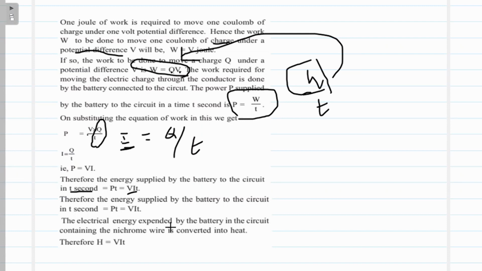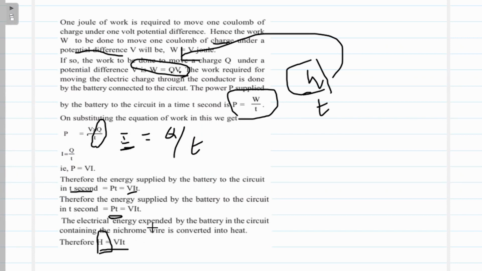The electrical energy supplied by the battery in the circuit containing a nichrome wire is converted to heat. That is H equals VIT. Got it? H equals heat energy. How do we make the heat? H equals VIT. What does power mean? Power into time is equal to H. Here we are calculating H only. So H equals V into I into T.